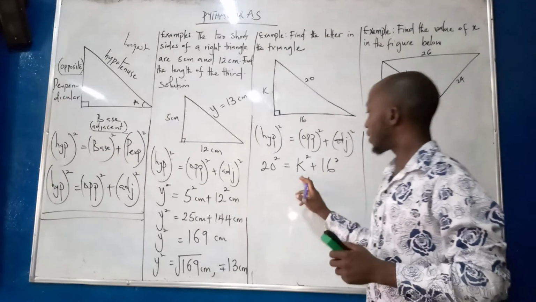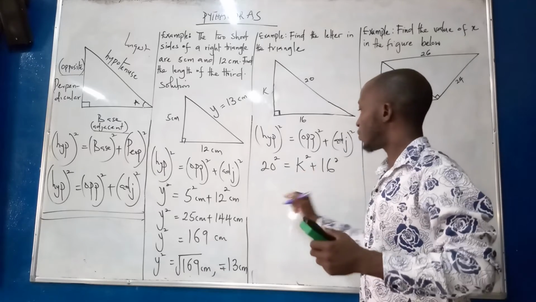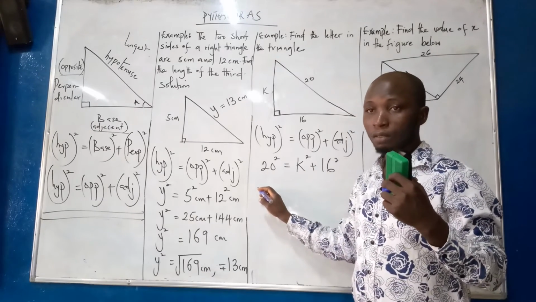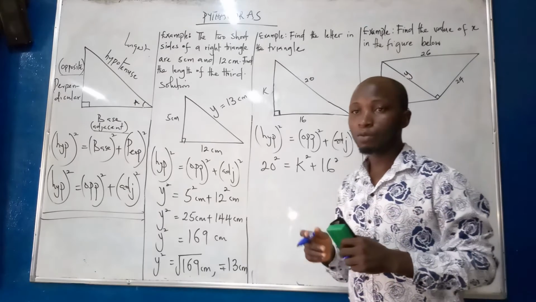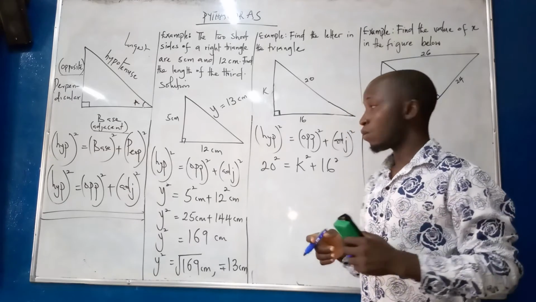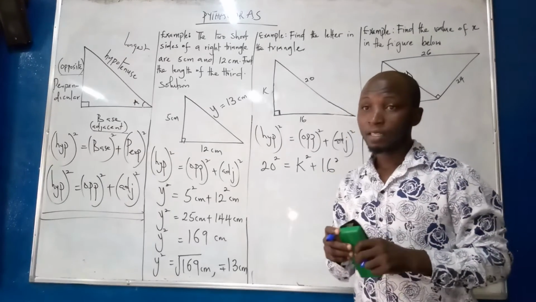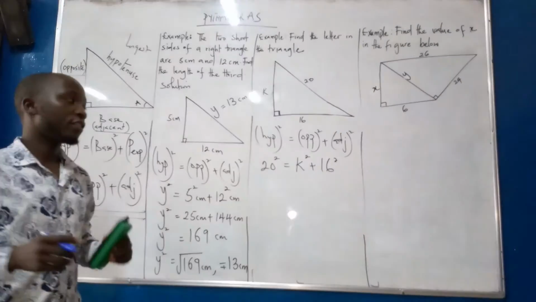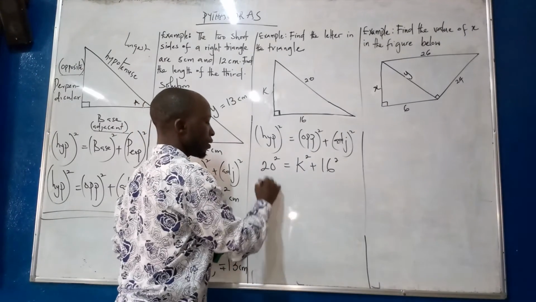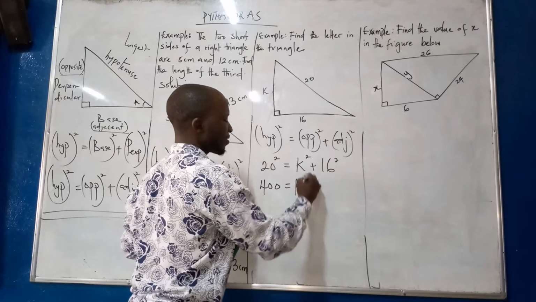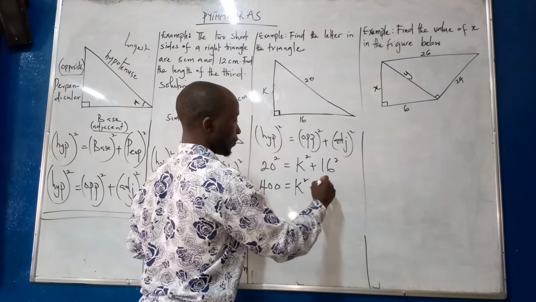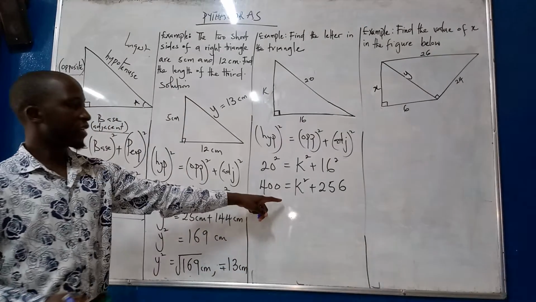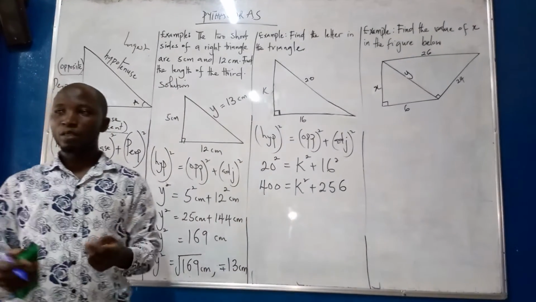Before we do that, we can simplify. The square of 20 will give us 400, while the square of 16 is going to give us 256. So we have 400 equals k square plus 256. Now we need to make k square the subject of the formula.